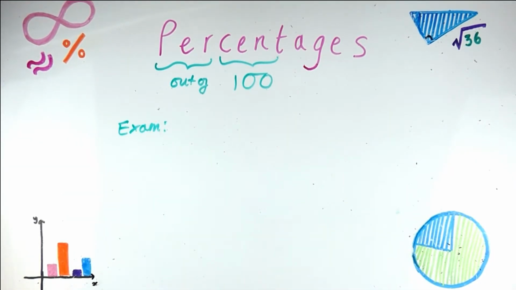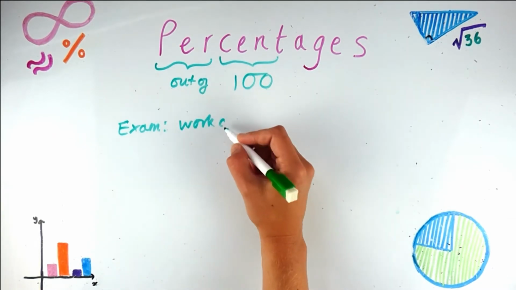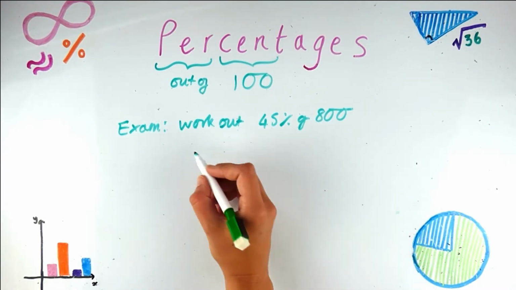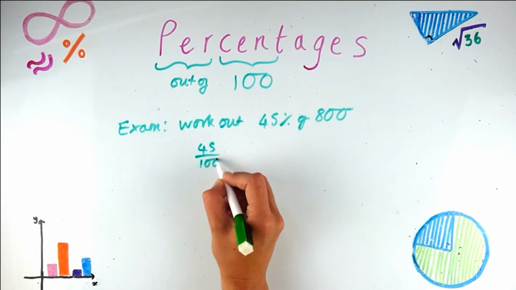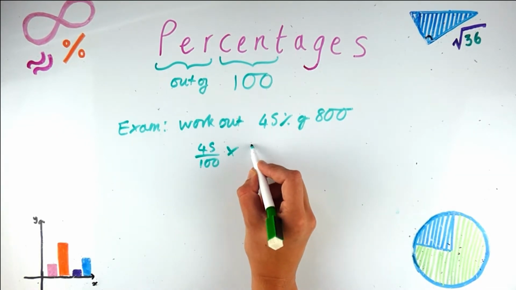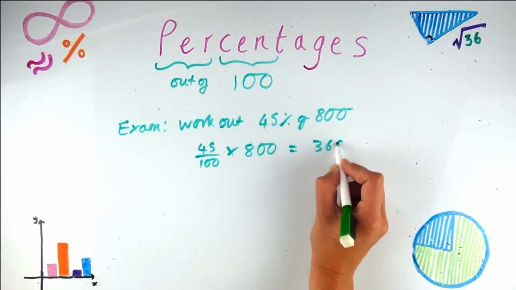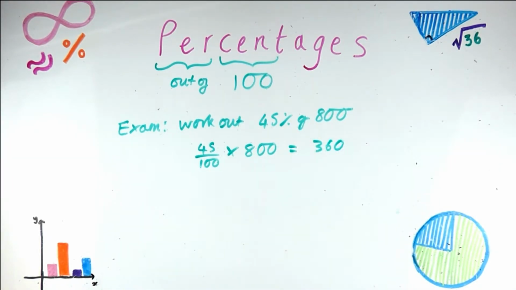Finally, just a quick exam question. This is taken off an exam paper, and this is the most basic form. Work out 45% of 800. It's just telling you what it wants to do. So 45 out of 100 times 800 equals 360. That's type 1, find X% of Y.